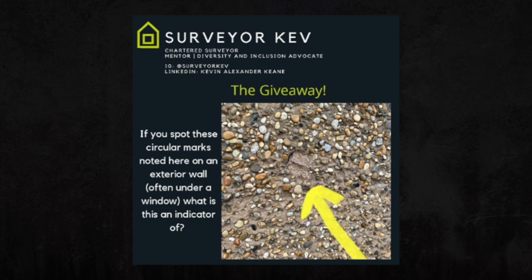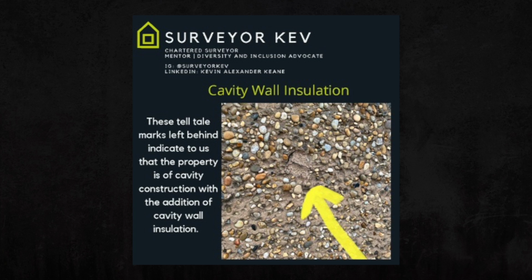So Kev saw some circular marks noted here on an external wall. Often these were under windows. And what do you think that these were an indicator of? And here you go. These telltale marks left behind indicate to us that the property is of cavity construction with the addition of cavity wall insulation. Sometimes the round marks are tidier or more tastefully finished than others. However, they're a handy indication for the surveyor of the wall type. The wall is of cavity construction and the internal cavity has subsequently been filled with insulation material.